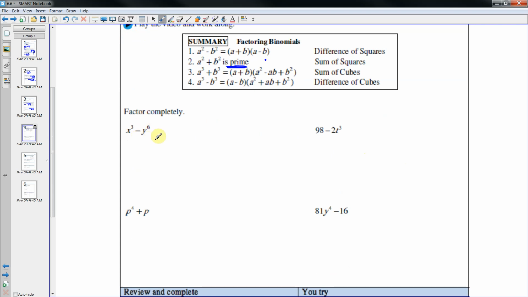Alright, if you've got x cubed minus y to the 6th, those are going to be cubes because I see an x cubed. So binomial, trinomial. X cubed is x times x times x. Y to the 6th is y squared times y squared times y squared. We're not going to see a lot of these, so I'm just going to work a couple of them. And so we're going to square, multiply, square. So I'm going to have an x and I'm going to square it.